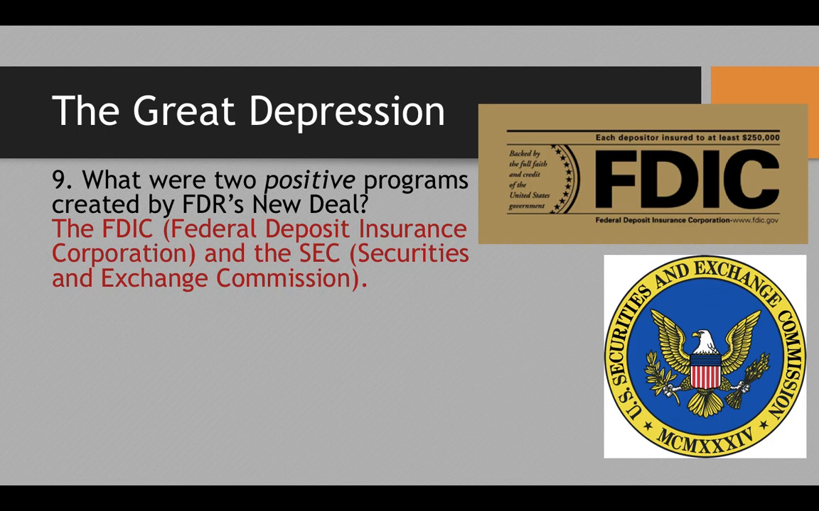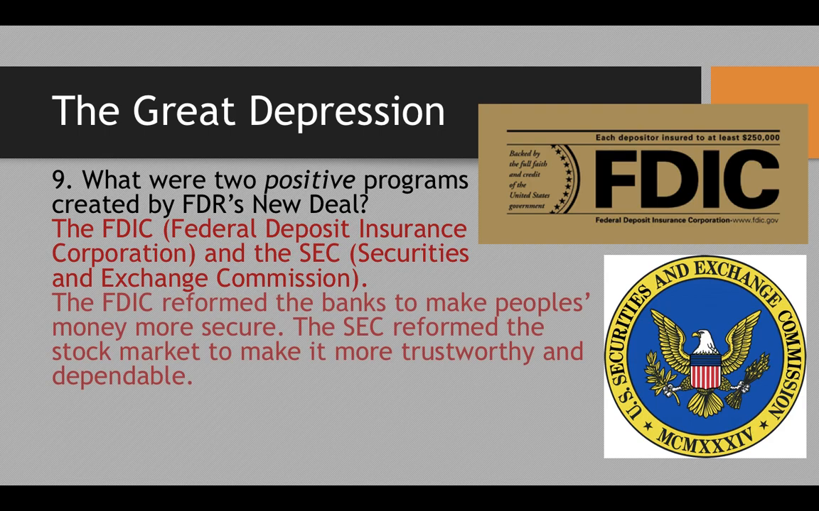All right, so the FDIC has been around since the New Deal. What it does is it makes sure that banks can't take away people's money. They can't lose people's money anymore. So the FDIC reformed the banks to make people's money more secure. It said that if you put money in the bank, we will guarantee to give you that money back whenever you ask for it back, up to $250,000. So this made people gain trust in the banks again, and made people start putting money in their banks again.